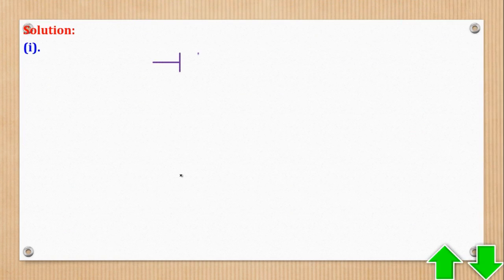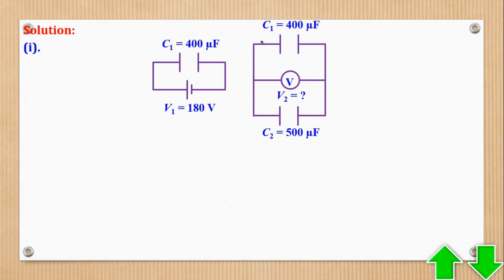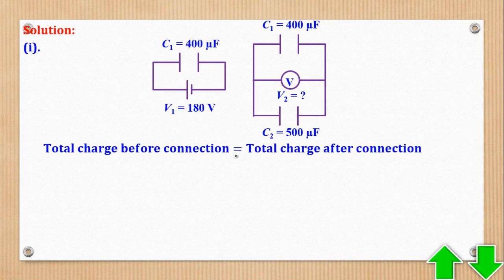So for Roman 1, we shall need a sketch for easy illustration. Initially it was this capacitor which was charged to this PD, then it was connected to an uncharged capacitor in parallel. That means that charge flows until PD is the same for both capacitors. Therefore, total charge before connection will be equal to total charge after connection.